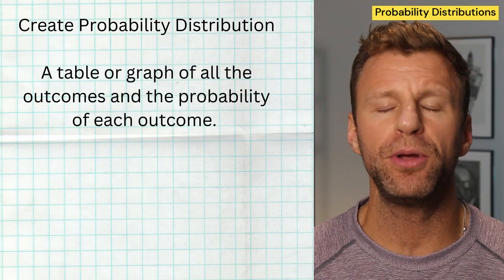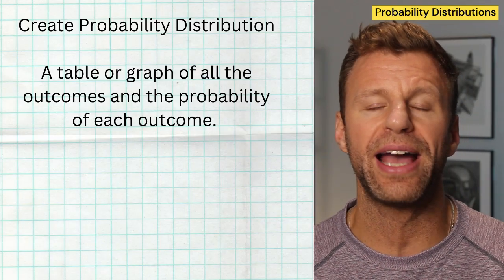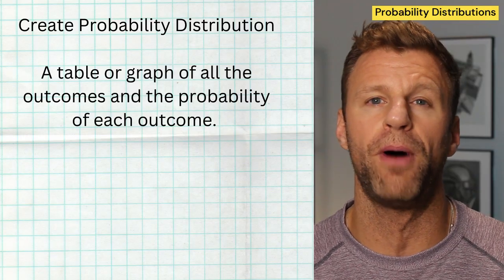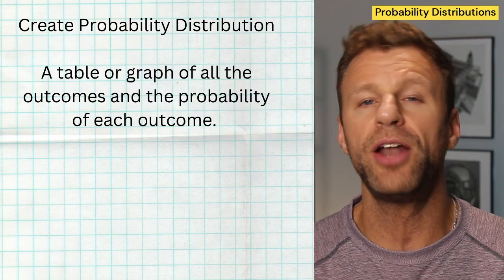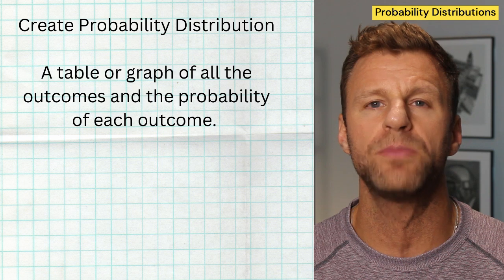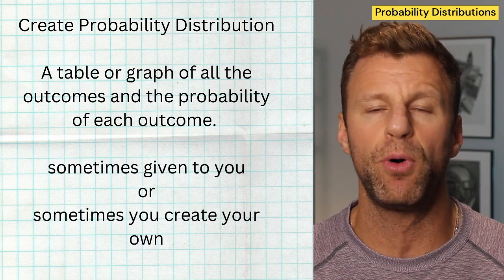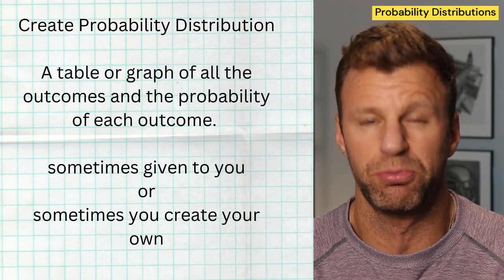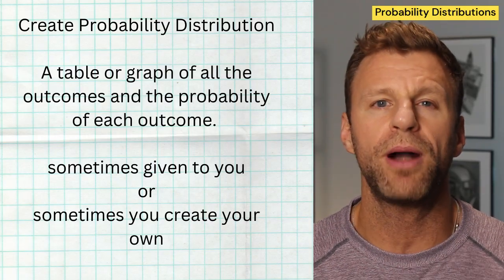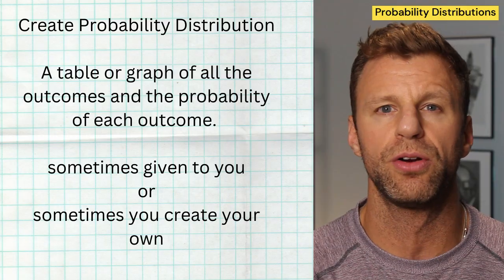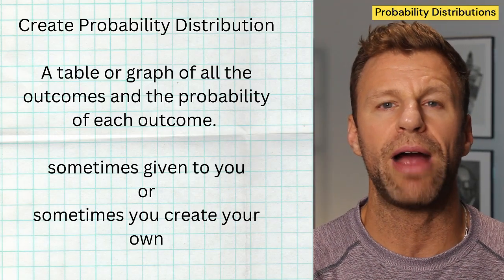The first thing that you have to know when it comes to discrete random variables is how to create or how to read a probability distribution. A probability distribution for a random variable X is simply a list of all of the possible outcomes, and underneath or next to each of those outcomes is the probability of those outcomes. Sometimes this table or graph could be given to you, which is probably awesome, best case scenario, but other times you're going to be asked to build it on your own. Here's an example where that graph is given to you.